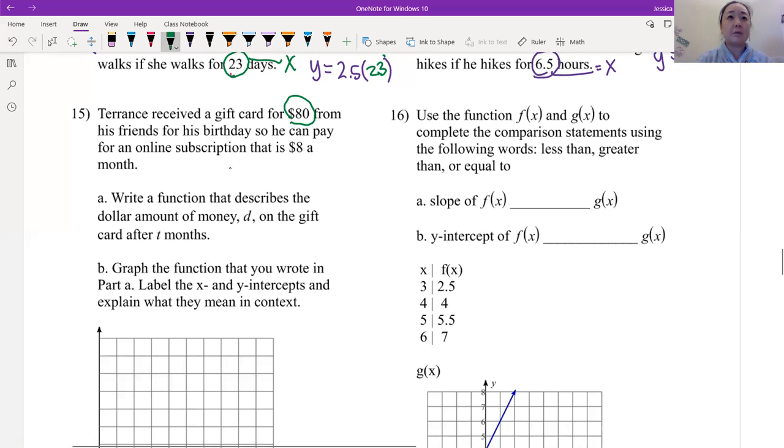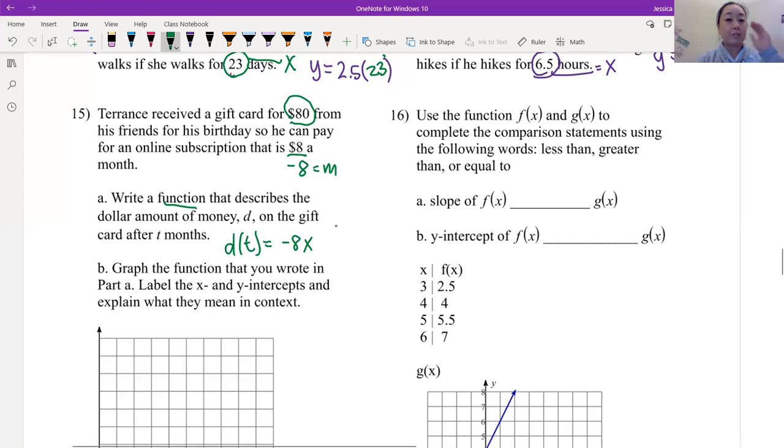So the amount of money, which is D, is a function of T. So D of T is equal to, because it says function, technically we should write in function notation. And then what are we taking away every single time? We're taking away $8 every time, so this is our slope, and we're going to multiply that by X.